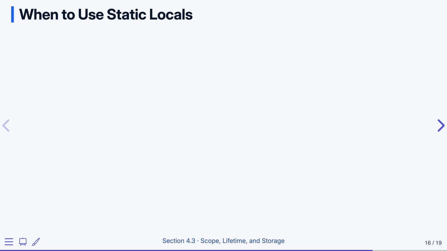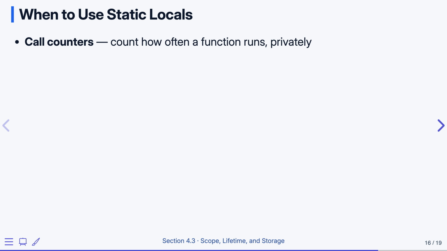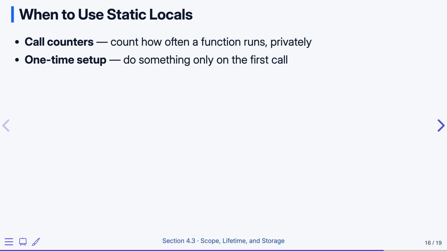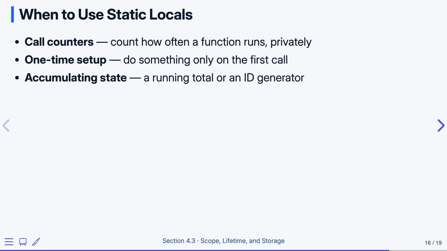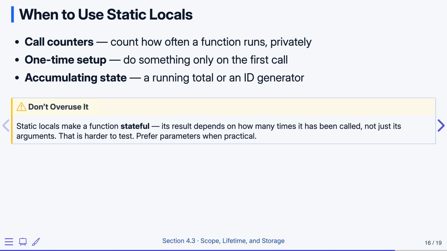Static local variables are useful in specific situations. Call counters, where you count how often a function runs privately. One-time setup, where you do something only on the first call, like print a banner. An accumulating state, like a running total or a unique ID generator. But do not overuse them. Static locals make a function stateful. Its result depends on how many times it has been called, not just its arguments. That is harder to test. Prefer parameters when practical.